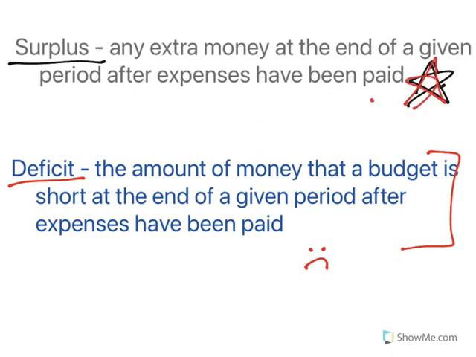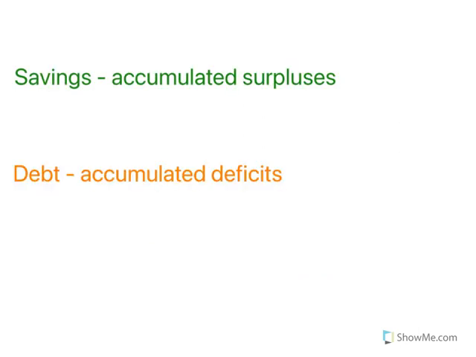So the surplus is what we want. That's what we're shooting for. We want more money to come in than goes out. Now, savings is when we accumulate surpluses, right? So thinking about you as an individual, if you're keeping track of your budget each month and every month you have extra money, then you are now saving money, right? Because you have all of these surpluses that continue to add up.